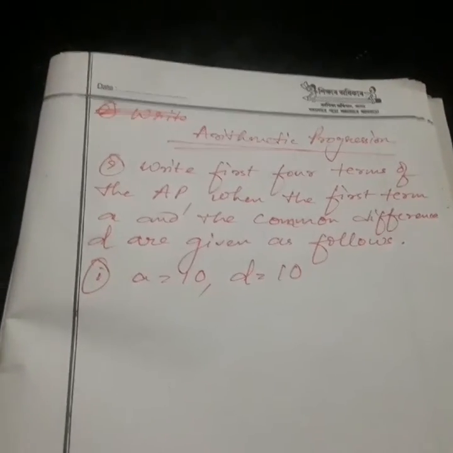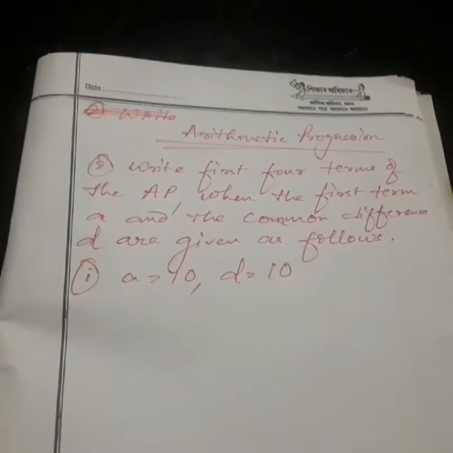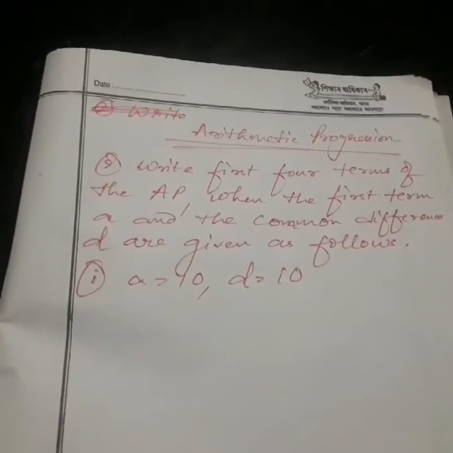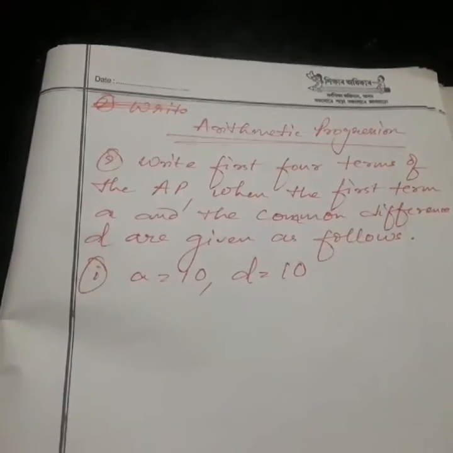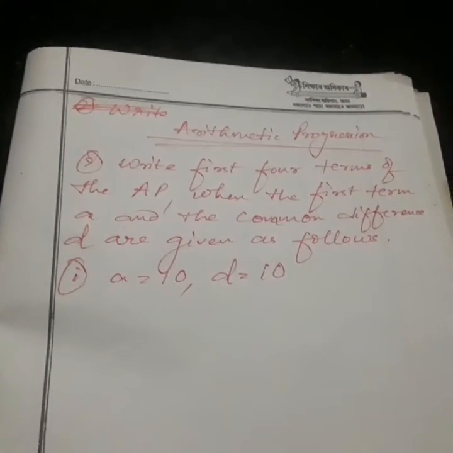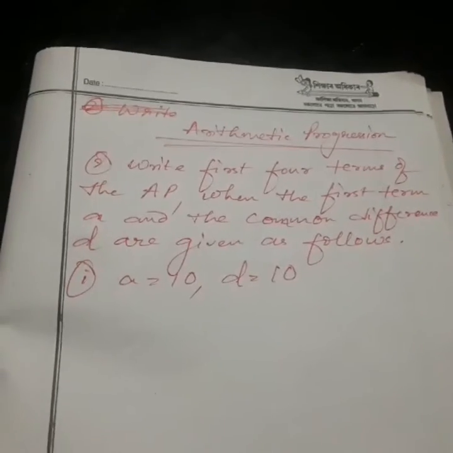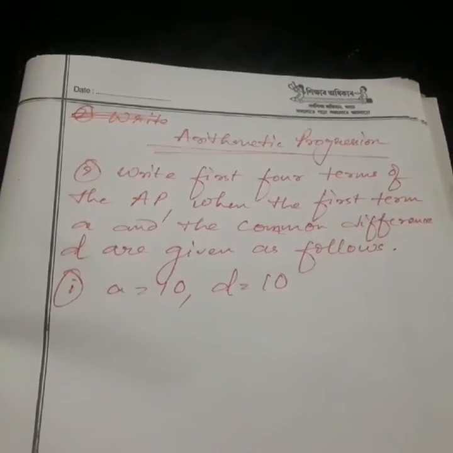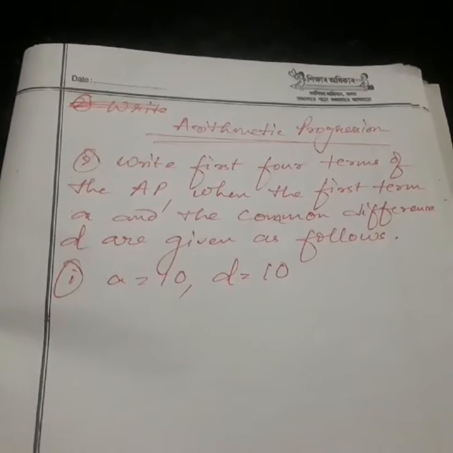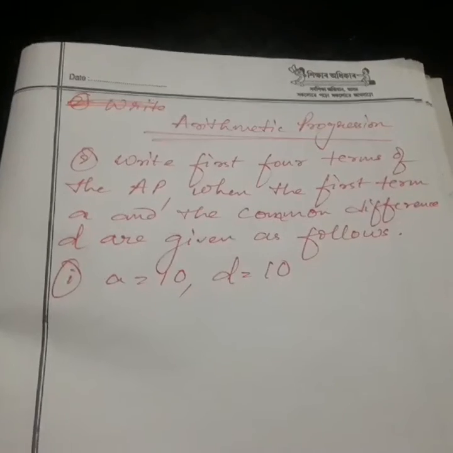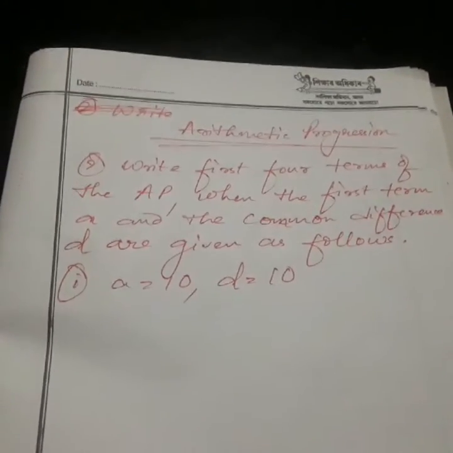So, as you know, we have started our chapter, which chapter? Arithmetic progression, and we have done question number 1 in our previous class. Today we will be starting question number 2. So let's see what question number 2 says. Write the first 4 terms of the AP when the first term A and the common difference D are given as follows. So here we have to find out the first 4 terms of the AP.